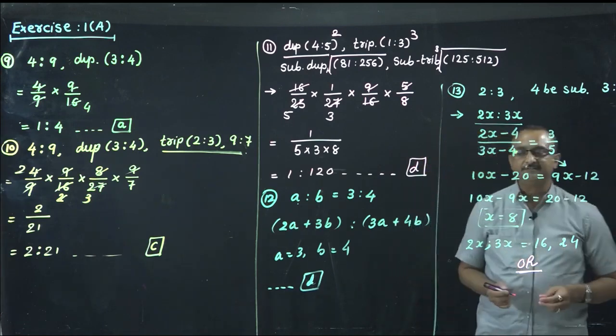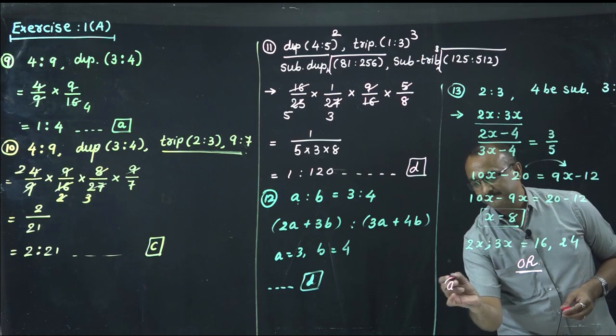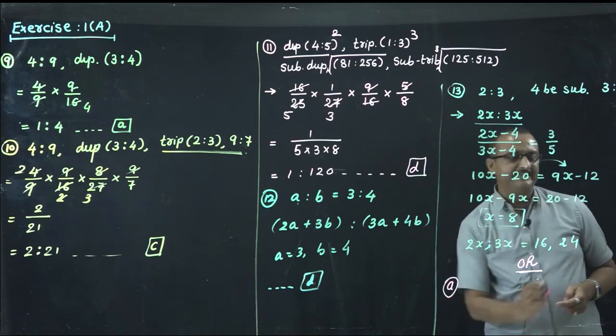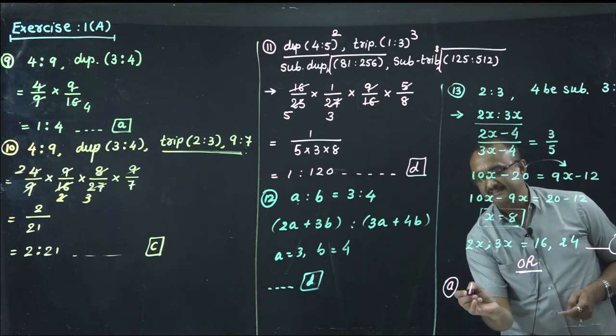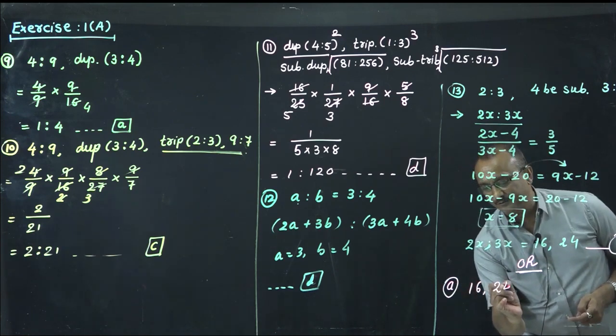Okay, we are going with the options. What is our option A? Option A is the right answer. Option A is given by 16, 24.